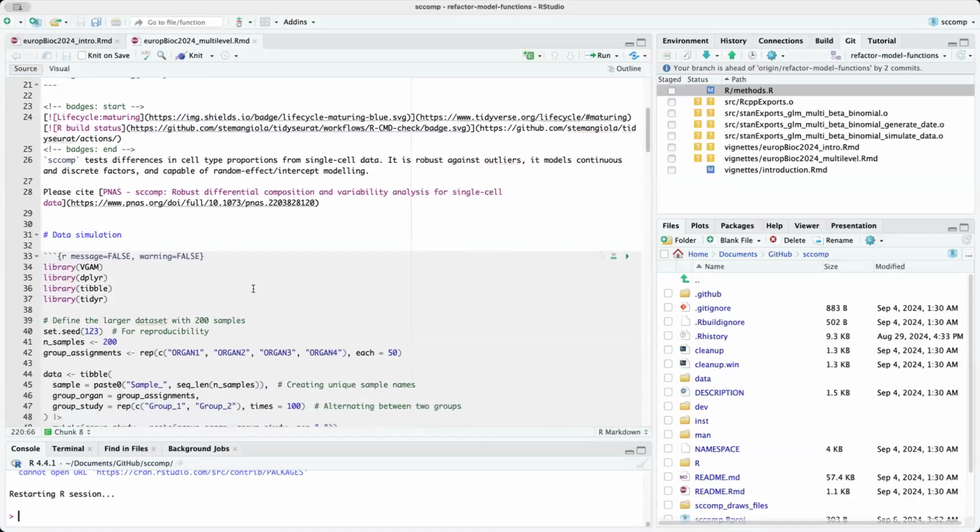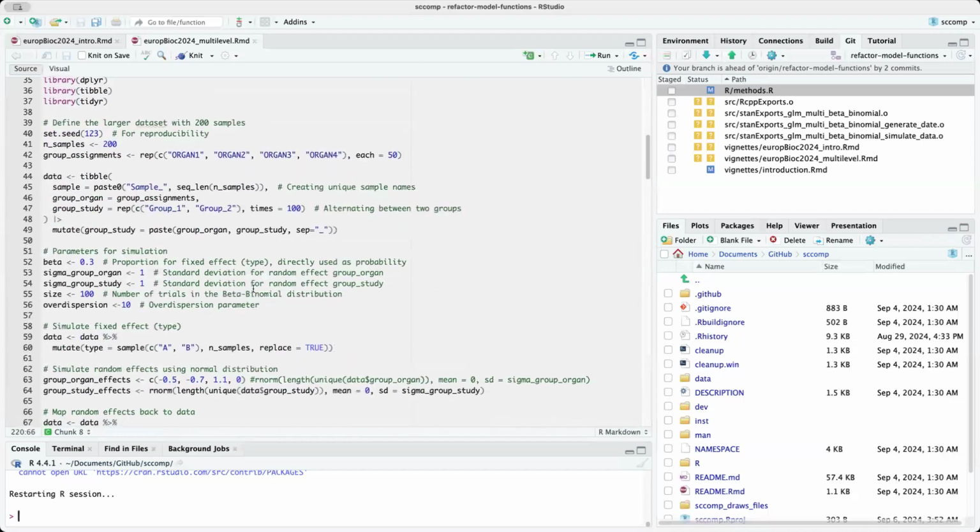Now I will show you some live how you can model random effect with sccomp in a very, very simple example. And then I will show you what result we got from the Human Cell Atlas. We have 10 minutes, so I'll go pretty quick.